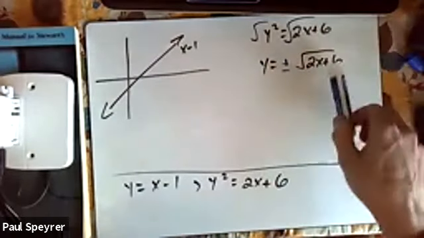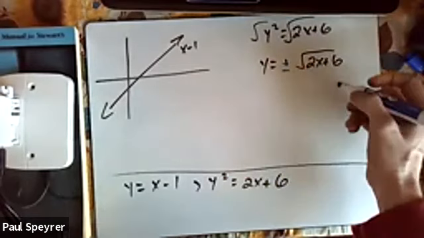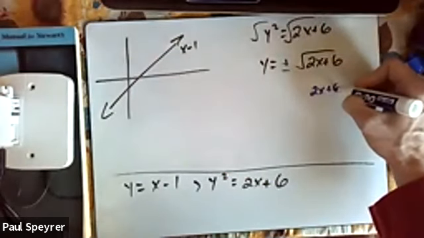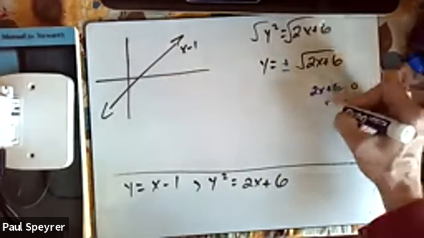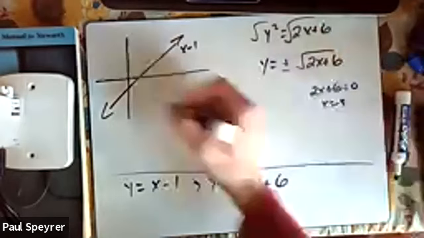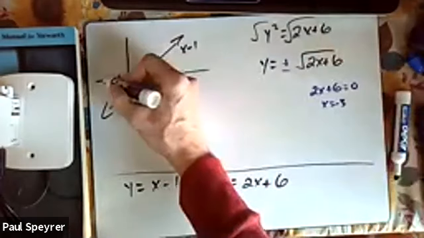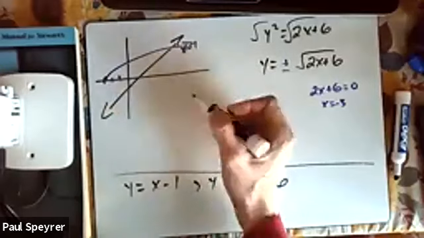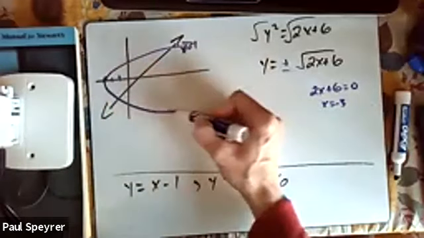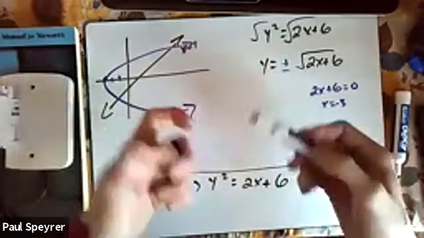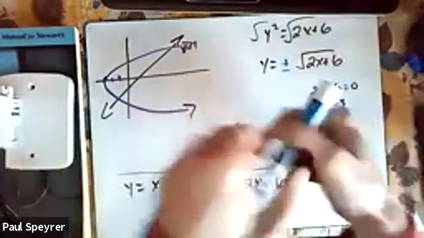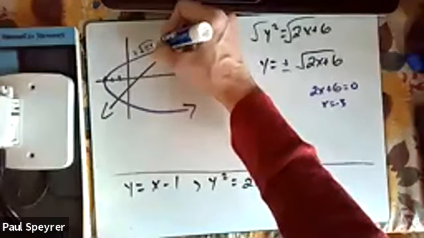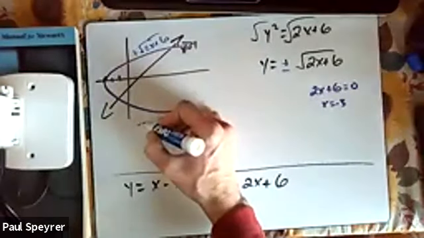It's because if I take the inside and set it to 0, like 2x plus 6 equals 0, you get x equals -3. So starting at -3, that's where it's basically shooting off from. So it does this, the positive version of it, and then the negative version is just flipping over the x-axis. So again, this is the positive square root of 2x plus 6, and this is the negative version down here.